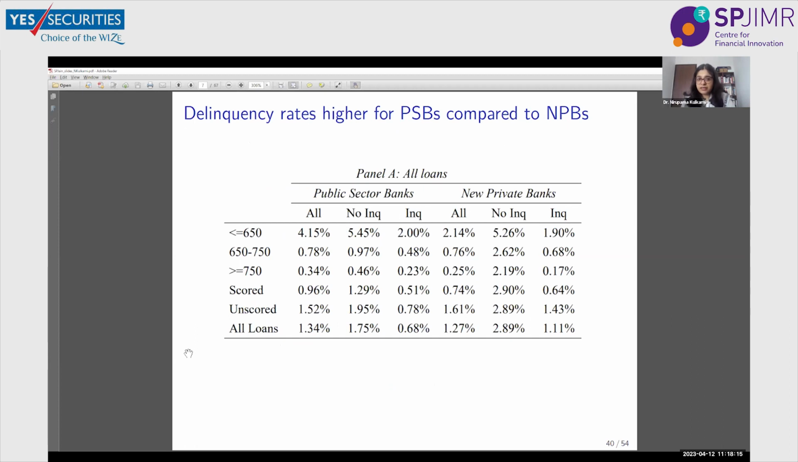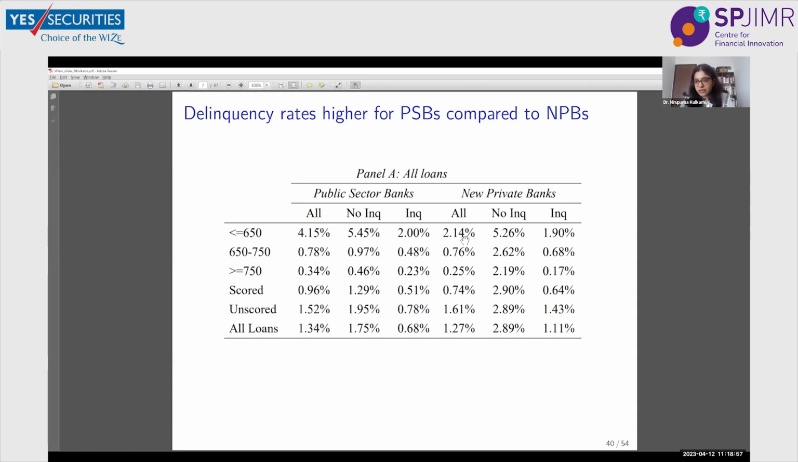Right, and so their whole analysis is based on some really very simple descriptive statistics. If you look at all nodes, they show that the delinquency rates are higher for public sector banks. Let's just focus on one category, which is the lowest credit score borrowers, that is less than 650 credit score borrowers. The delinquency rates are higher for public sector banks versus private sector banks. And this is in a sense the gist of their entire paper.